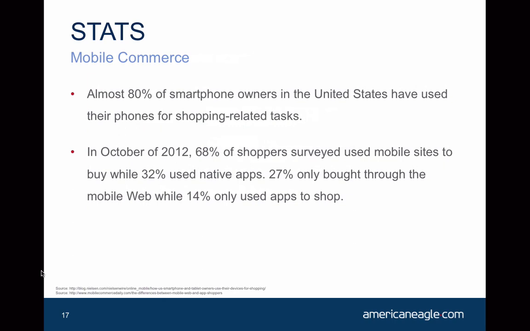Now, mobile commerce is also another area that can gain from this. Almost 80% of smartphone owners in the United States have already used their phone for shopping-related tasks. That's a lot. Now, in October of 2012, 68% of shoppers surveyed used mobile sites to buy, while 32% used native apps. 27% only bought through the mobile web, while 14% only used their apps to shop. Those numbers are only increasing as users demand right-now action.